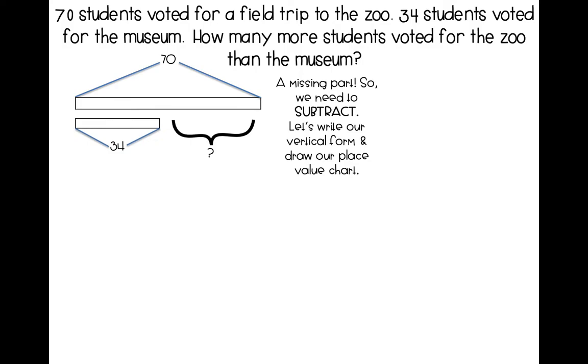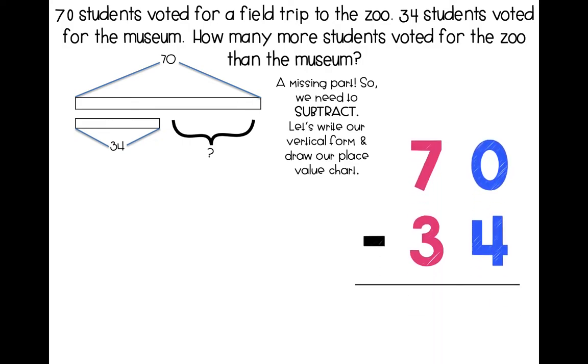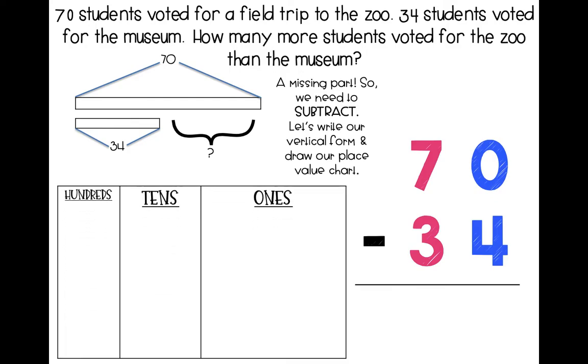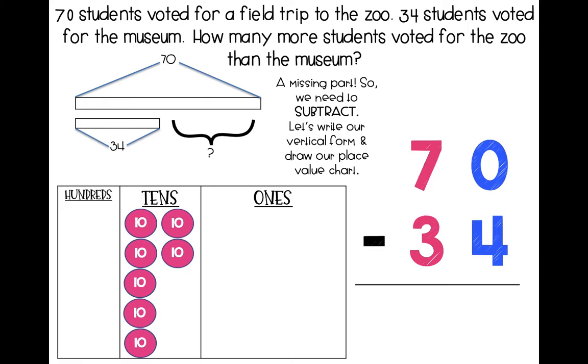Let's write our vertical form together and then draw our place value chart. If we're subtracting, we know we're going to write down 70 minus 34 on our vertical form. And then we're going to draw our place value chart to show our whole, which is, again, 70. So we need 7 tens on our place value chart.